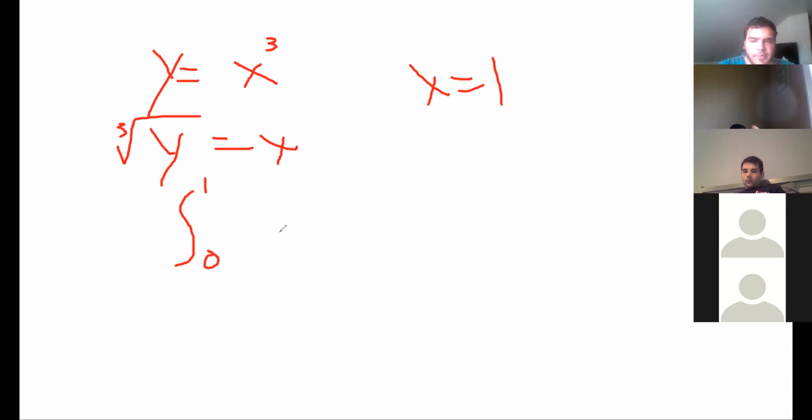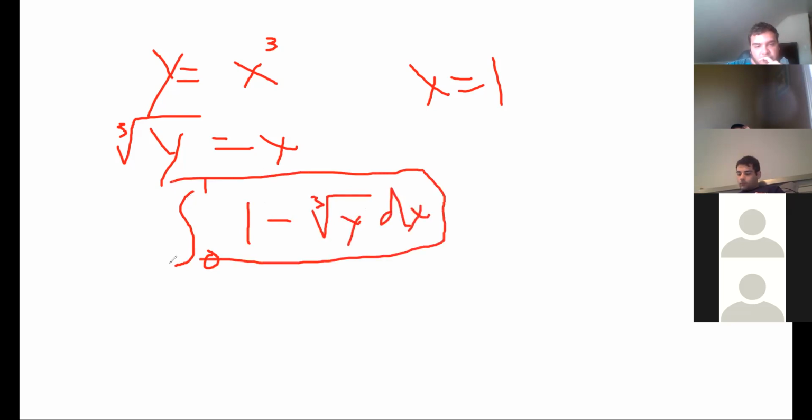Okay, so from 0, 1, when you rotate it, you have to rotate it across the x equals y line. So it's inverted like that. So the top part, I believe, is going to be the 1. So it's going to be 1 minus cube root of y dx. So this right here is now our actual base because it's not dx, which I just wrote here. It's going to be of dy. So dy.